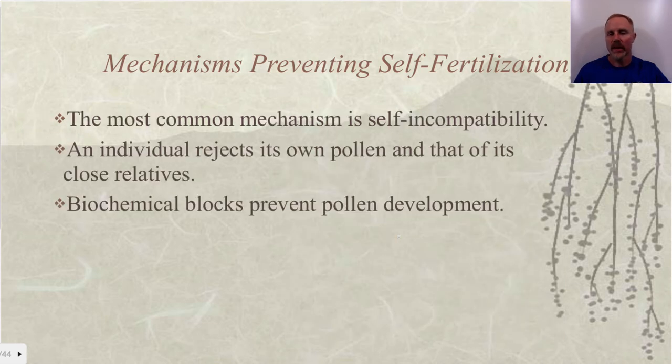And there's also self-incompatibility, and this is a way that the individual plant and that of the close relatives are rejecting each other's pollen to prevent the development of these plants and producing weak offspring.